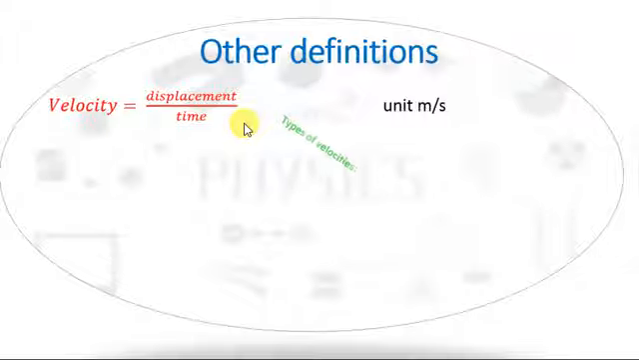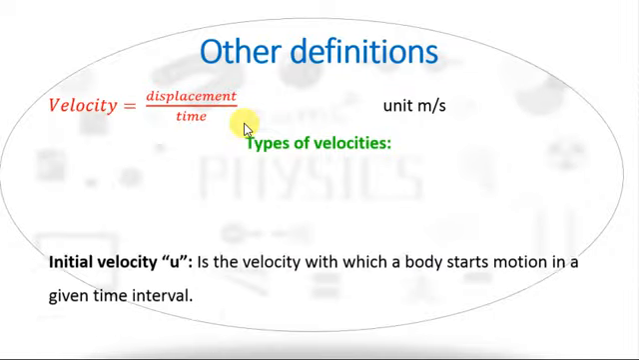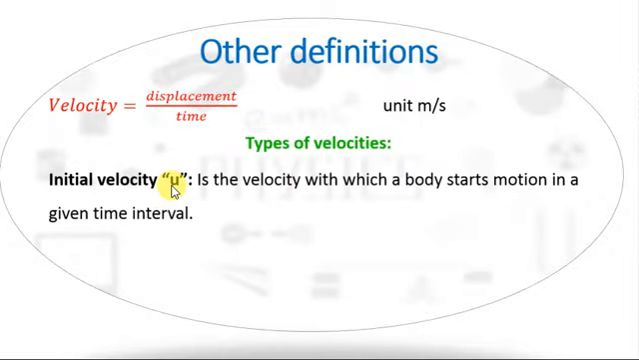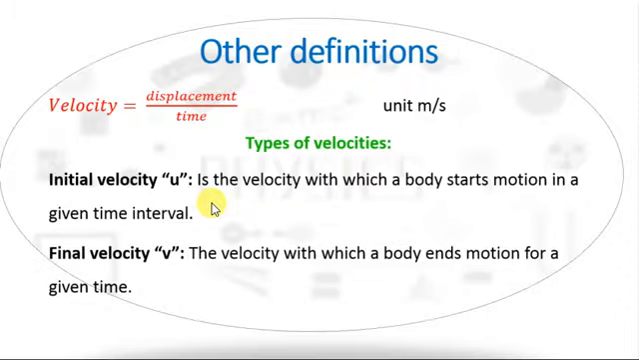Now we have certain categories of velocities, or special names given to different velocities. We have what we call initial velocity, and we symbolize it with U. I've put it in inverted quotes so that you can remember that U. We shall be using it somewhere. So initial velocity is basically the velocity a body is moving with before, in a given time frame. Whereas final velocity is the velocity with which a body ends its motion. So we symbolize it with V.